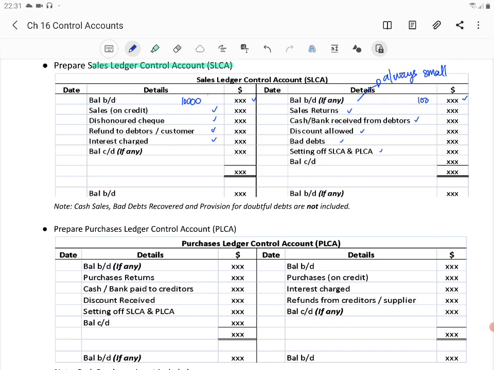Now, refund. Refund to debtors is not returns. Pay attention, this is not returns. Refund here is basically from this side.